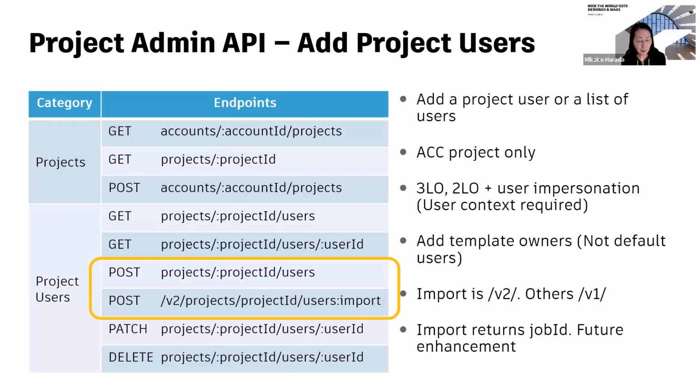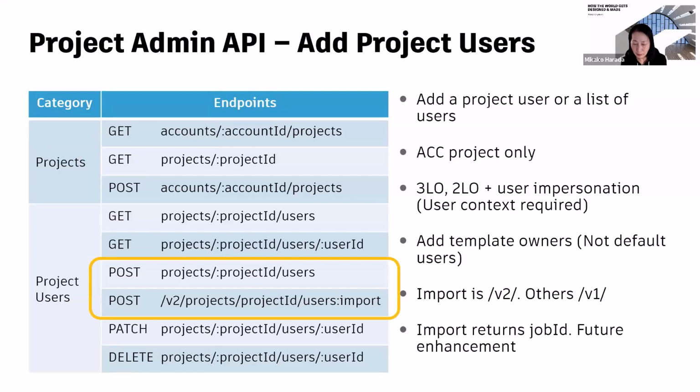We'll come back to this a little bit later, but when you are defining a template, if you are familiar with the UI, you'll probably recognize that there are 2 types of members there: the template owner listing, and also the default users who will be copied to a newly created project. This post users will add only the template owners, not the default users. The default users are still to come.